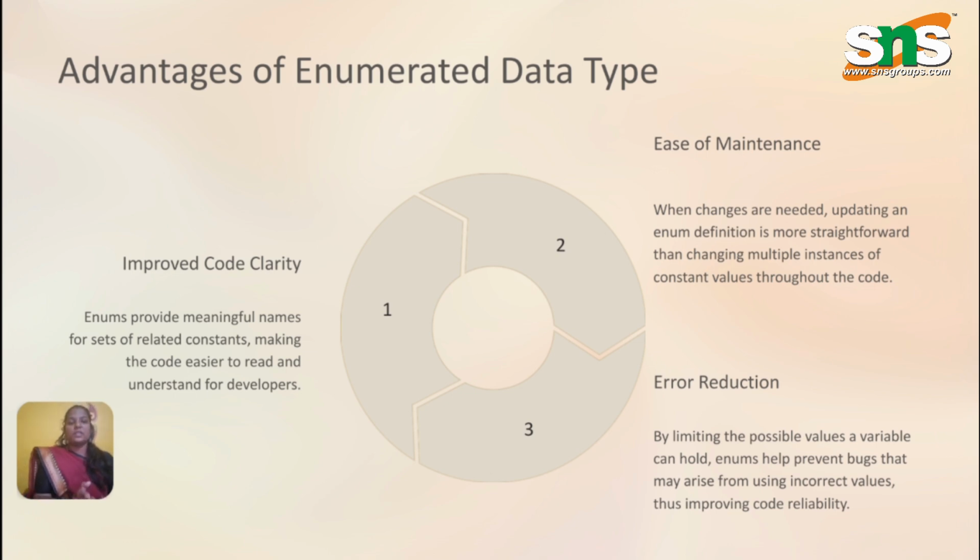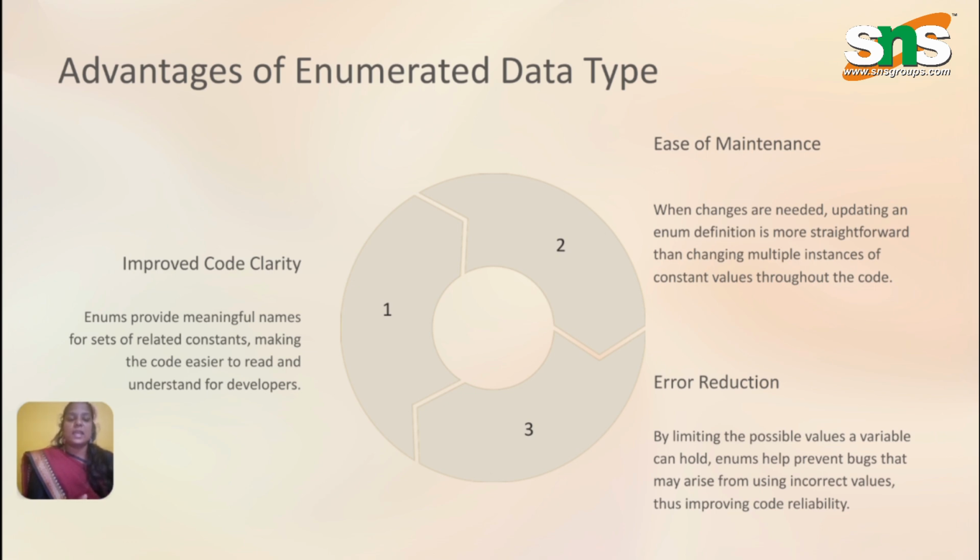Then, ease of maintenance. Imagine a project with thousands of lines of code. If you want to add or modify a constant, like adding a new user role such as moderator, updating a single enum definition is enough. You don't have to search through the entire program.